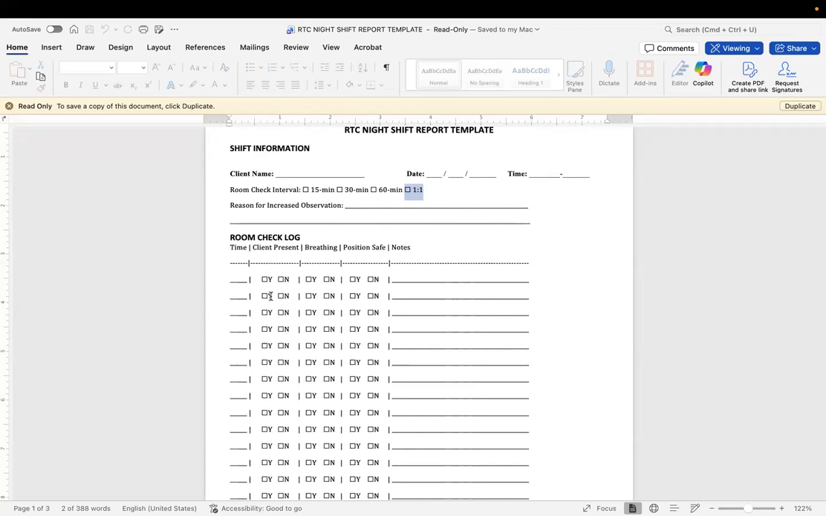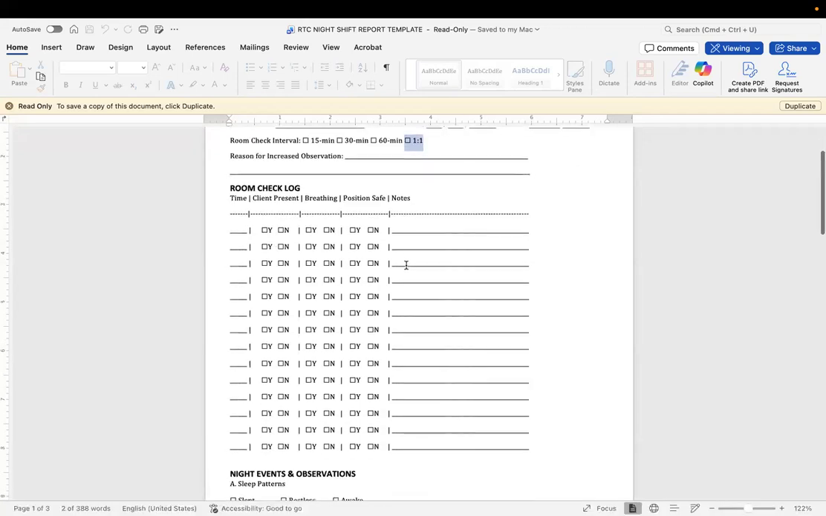Was the client present? So I went into the room and Kate wasn't there. Well, then you would put no, and out here you're going to put, when I found her, she was in the restroom. Perfect example. But normally that should be yes. Make sure you're not drawing a straight line down, because if you do that, then they're going to know that you didn't fill this out as you went, and it's not going to be good.